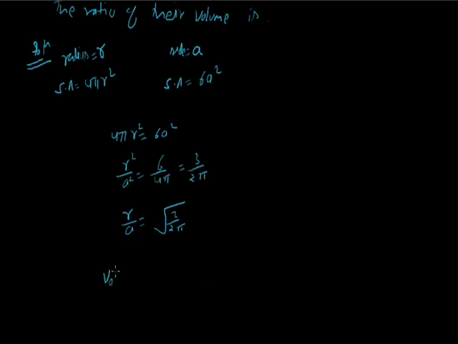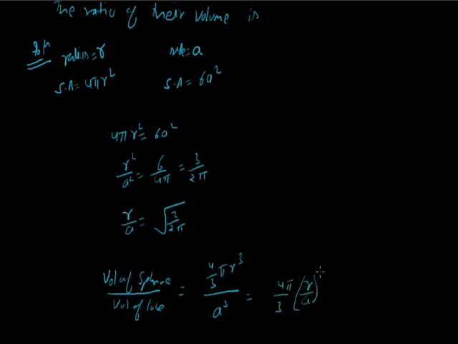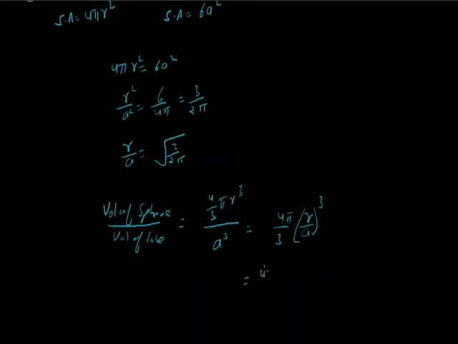So the volume of sphere to the volume of cube. Volume of sphere we know that 4 upon 3 pi r cube, and the volume of cube is a cube. So 4 by 3 pi r by a the whole cube. So 4 by 3 pi, the value of r by a is under root of 3 by 2 pi.